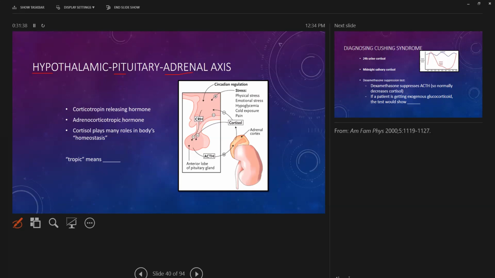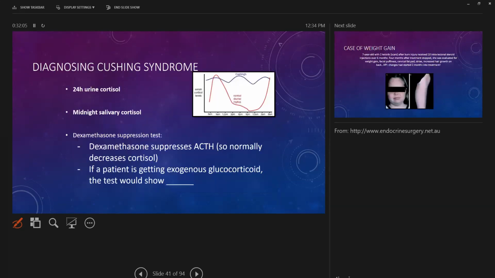Cortisol plays a role in homeostasis, right? And also triggers the release of sugar. It also causes us to make sugar from non-sugar sources, like triggering gluconeogenesis. So tropic basically just means pertaining to, so pertaining to the adrenals in this, or it can also mean made by. So how do we diagnose Cushing's disease?